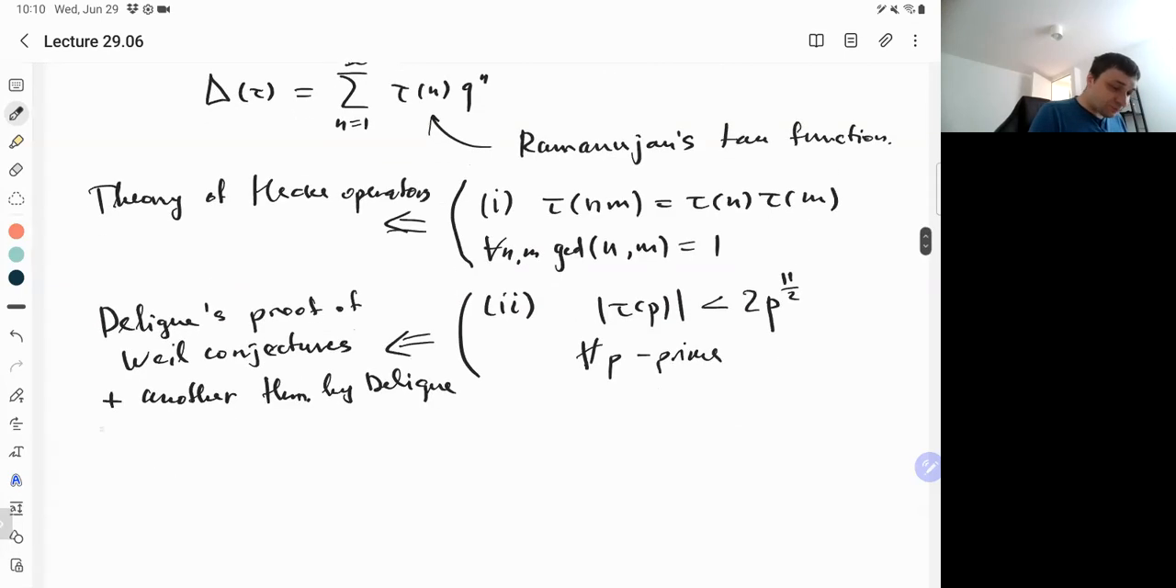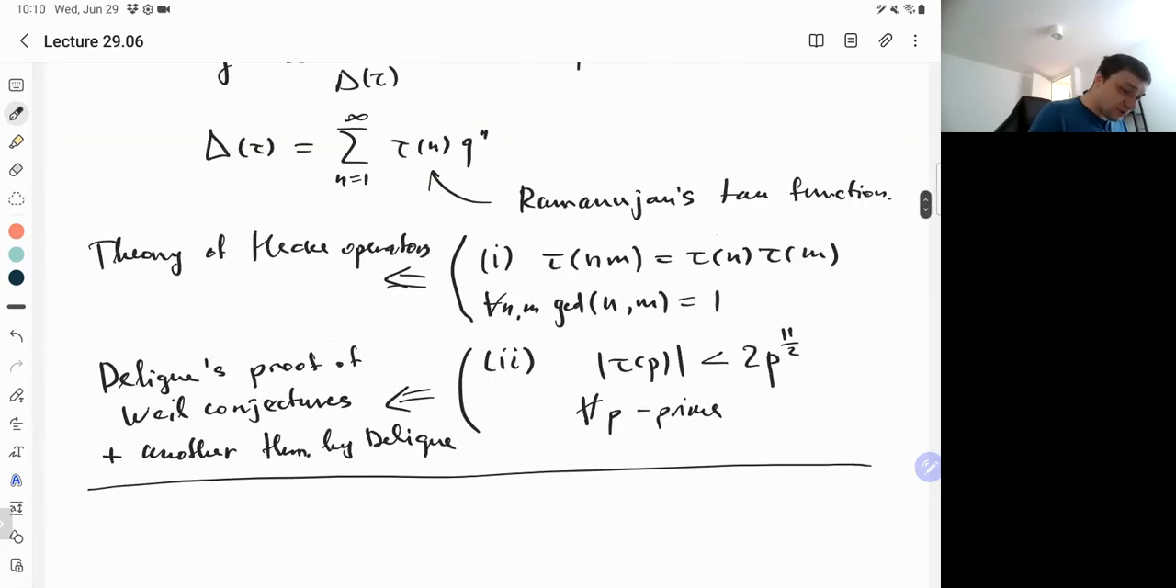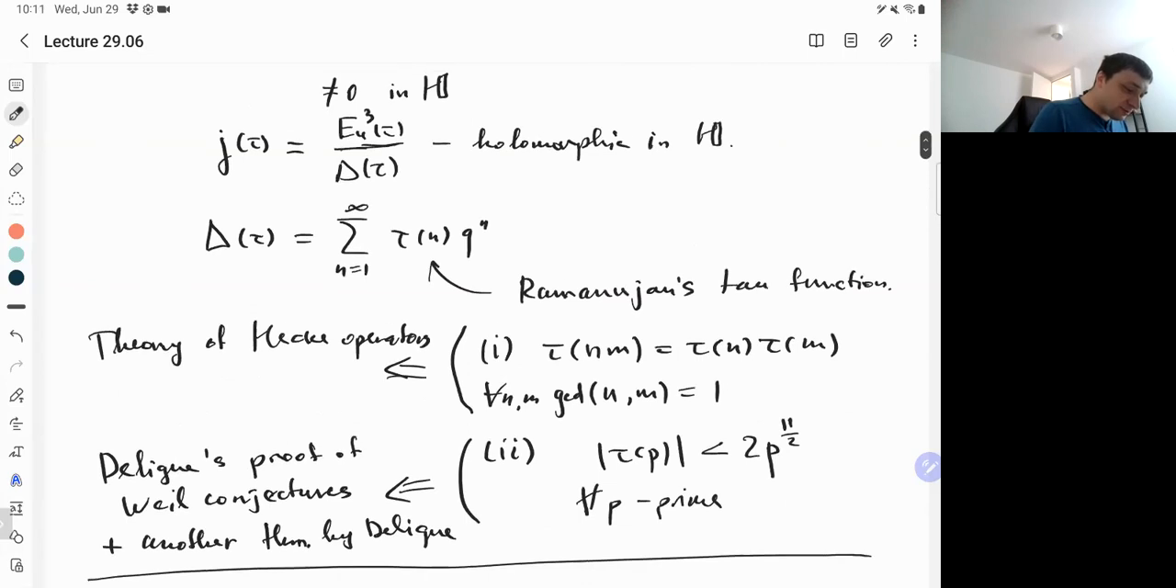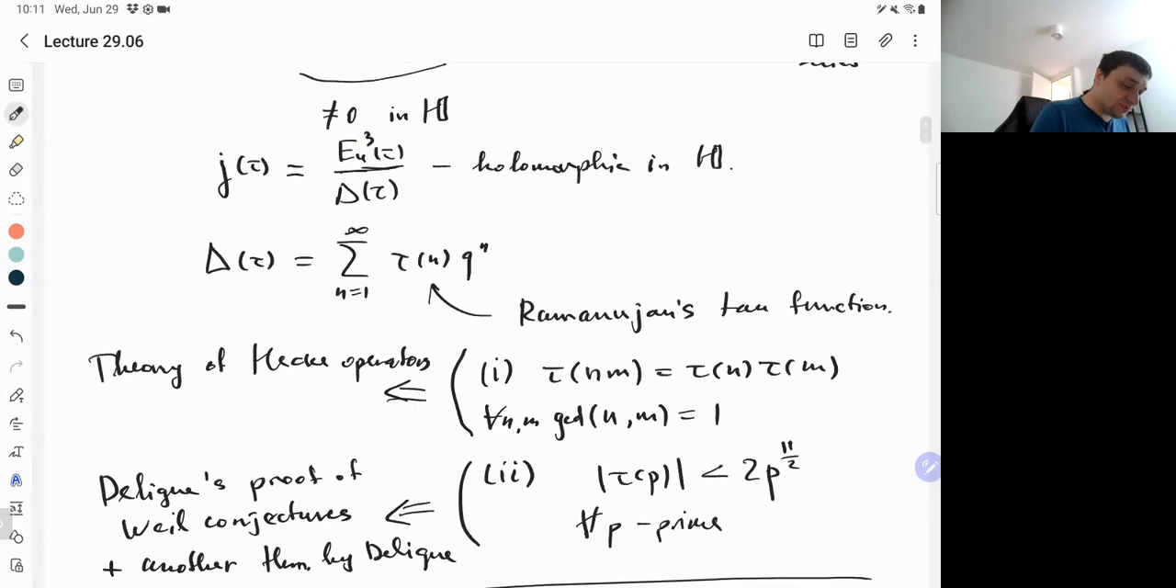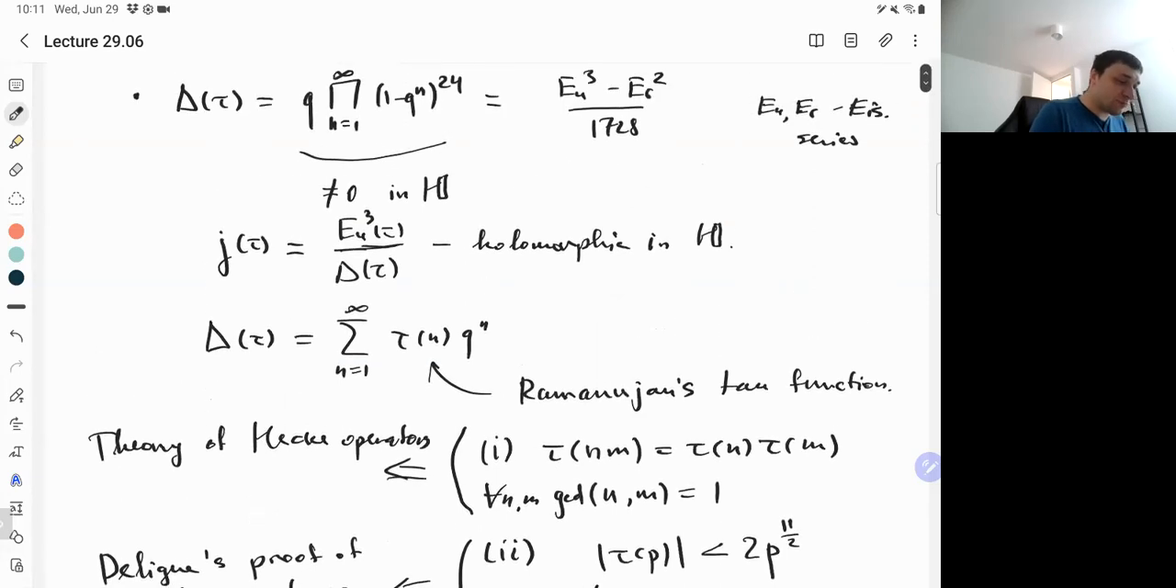Okay, but for me it will not. These properties are far too deep. So the most non-trivial property I will use about delta is that it doesn't vanish on the upper half plane.